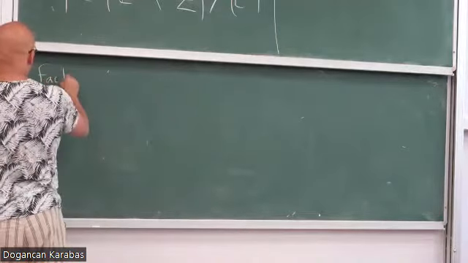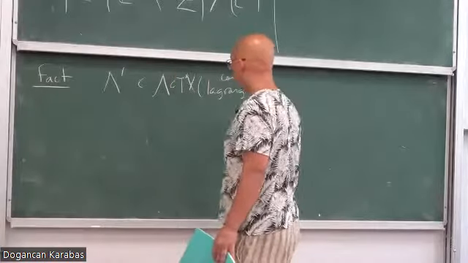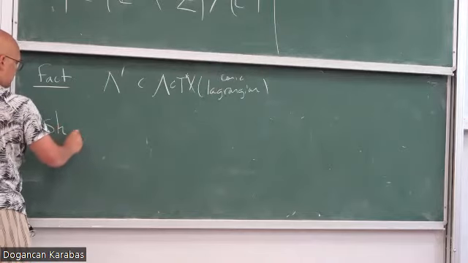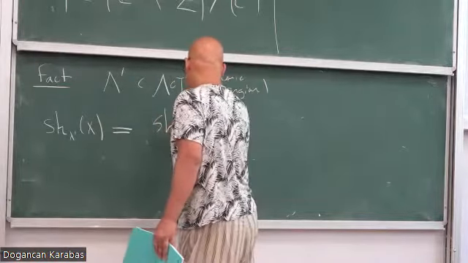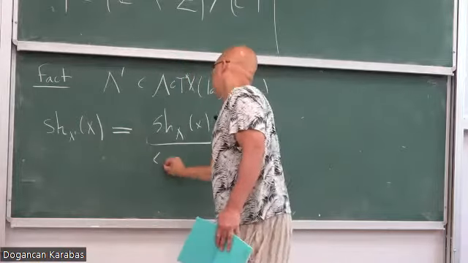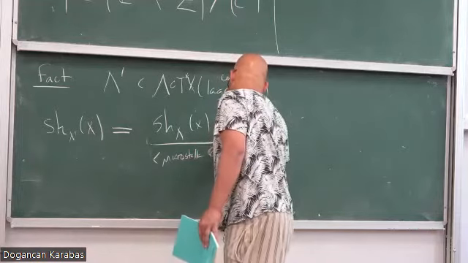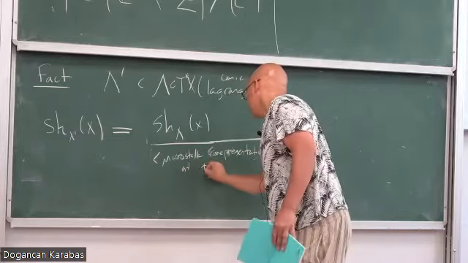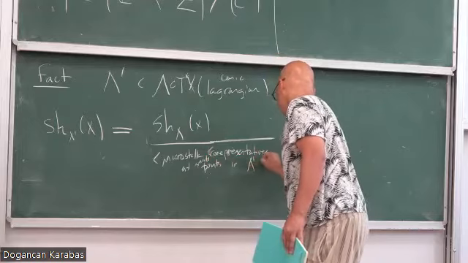Let me tell you some general fact. So, fact: if I have lambda prime and lambda, both conic Lagrangians living in some T star X, and if I want to understand sheaves with microsupport in lambda prime, well, it's always true that this is sheaves with microsupport in lambda, modulo the microstalk co-representatives at smooth points in lambda minus lambda prime.